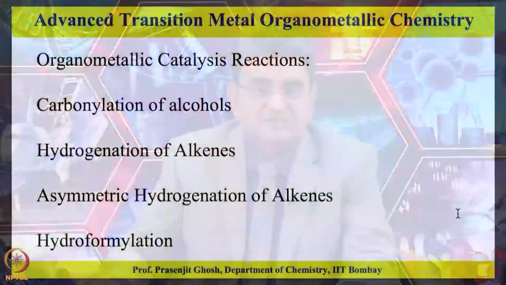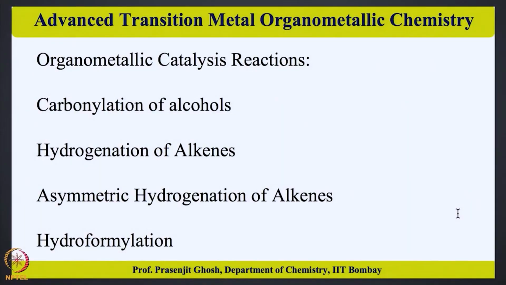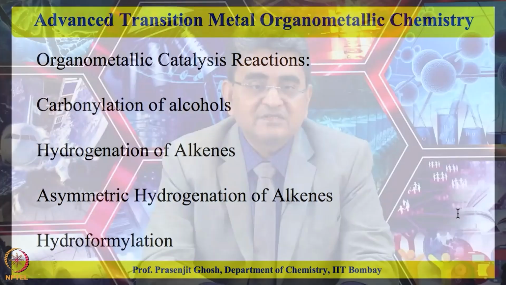Proceeding further, we have looked into other important industrial interest reactions, particularly carbonylations of alcohols, hydrogenations of alkenes, asymmetric hydrogenation of alkenes, and to end with, we finished off with the largest scale industrial process under homogeneous catalysis, which is nothing but the hydroformylation reaction. So, with this we have come to the end of a journey of 60 lectures, where we had covered not only the synthesis aspects of various organometallic compounds, but also stressed highly on the various utility aspects of these organometallic compounds in large scale industrial processes.